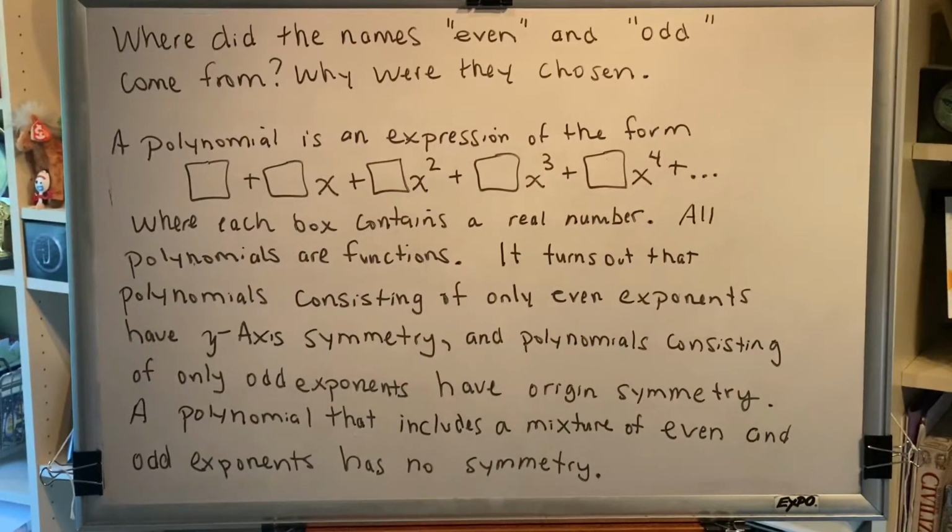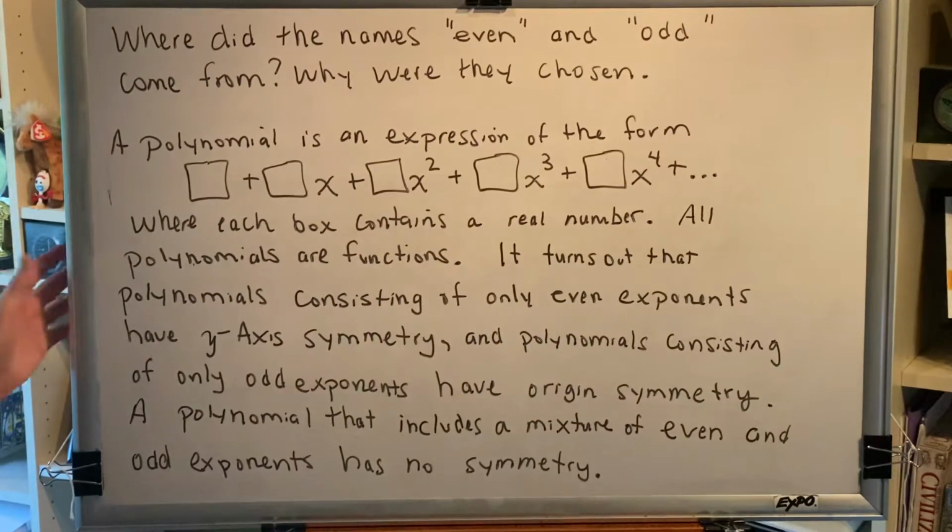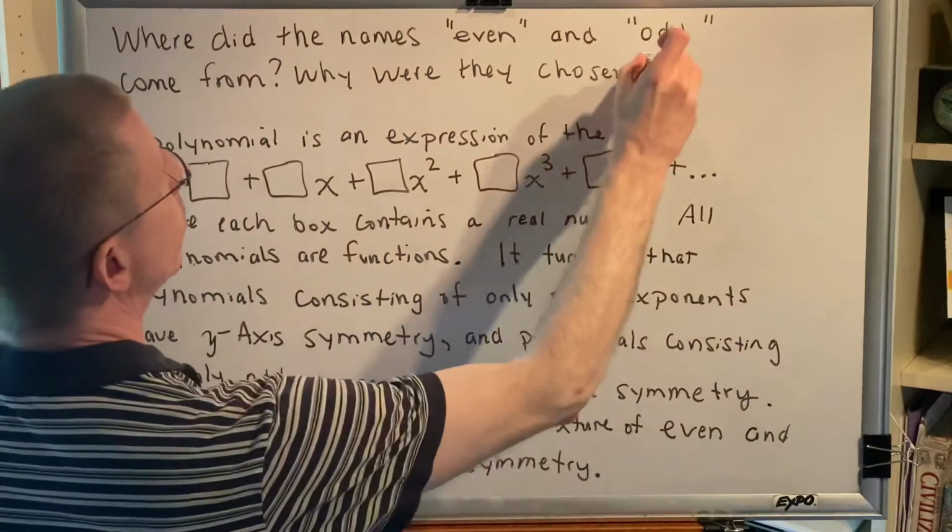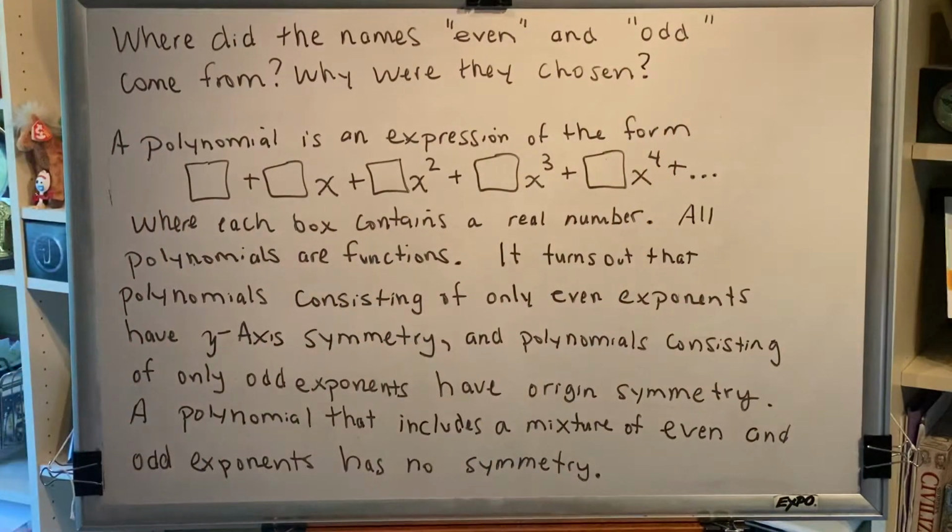The topic of this video is, why were the names even and odd chosen? Where did the names even and odd come from? Why were they chosen? Well, to be able to answer that question, I need to give you a definition.